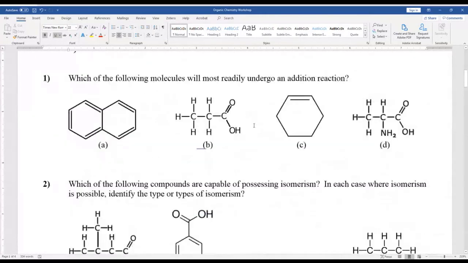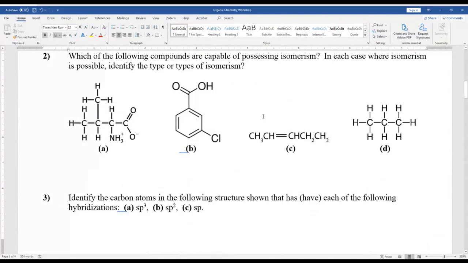Which of the following compounds are capable of isomerism? And in each case where isomerism is possible, identify the type or types of isomerism. So in the first case, if I'm looking at 2A, is there any other way that I could arrange those atoms and have them bonded together?